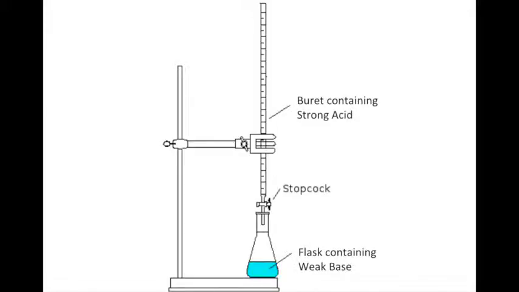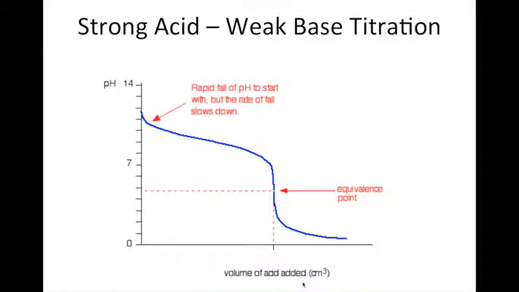In this video, we're going to continue to analyze a titration involving a strong acid and a weak base. So for this titration, we're going to be having our strong acid in our burette, and we're going to be adding the acid into a flask containing a solution of a weak base. A typical titration curve for this type of titration would look like this.